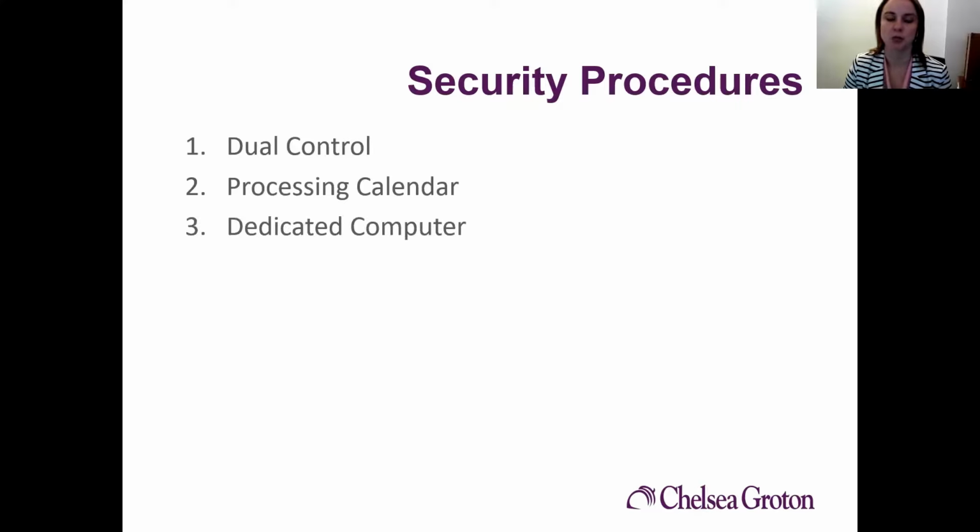Third is dedicated computer. The reason that we have dedicated computer as a security procedure is we recommend that you only do online banking, ACH, from a computer dedicated for banking purposes. It's not a computer where you are checking your email, operating your business, using accounting software, those types of things. It's pretty easy to compromise computers via email fraud, those types of things. So if you're using a computer only for online banking, the risk of something happening, a virus getting in, is lower, which then protects your computer and all of that online banking.